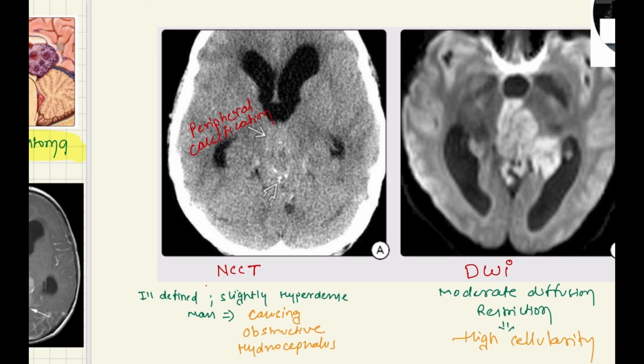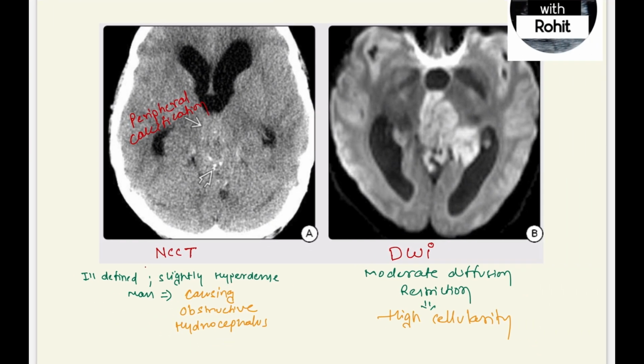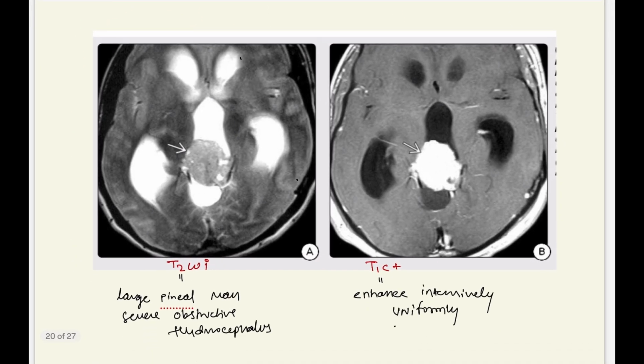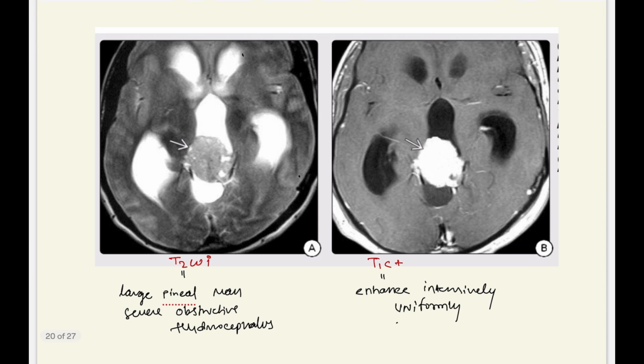Look, this is the non-contrast CT of the patient. Here we can see a large hyperdense mass which is ill-defined, causing dilatation of the ventricular system, or hydrocephalus. This is the DWI image, where we can see it is showing restriction, so hypercellularity is there. This is the T2 image with the large pineal mass and severe obstructive hydrocephalus. This is the post contrast study, showing intensely uniform enhancement.